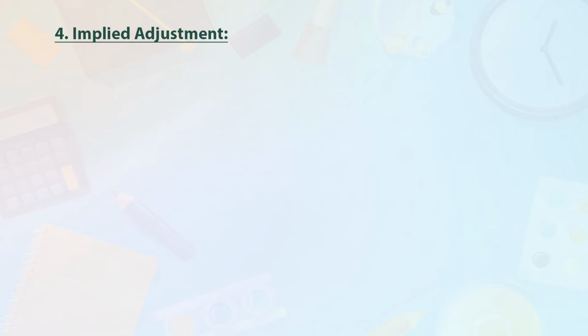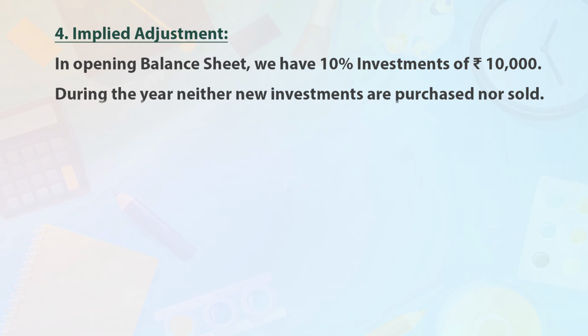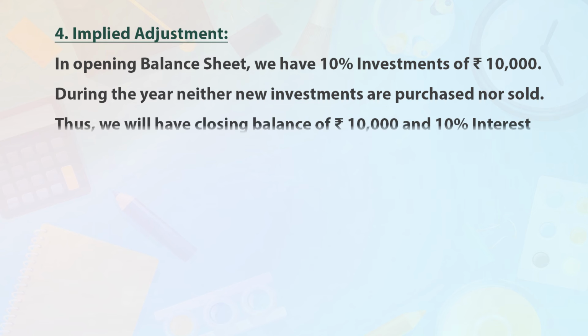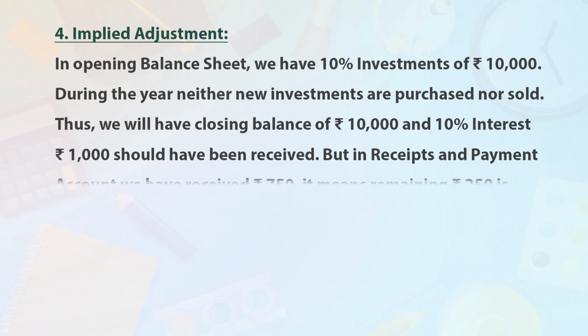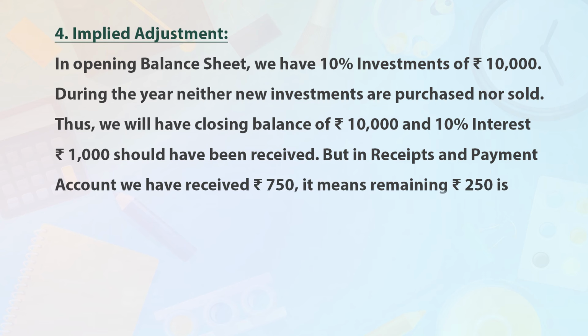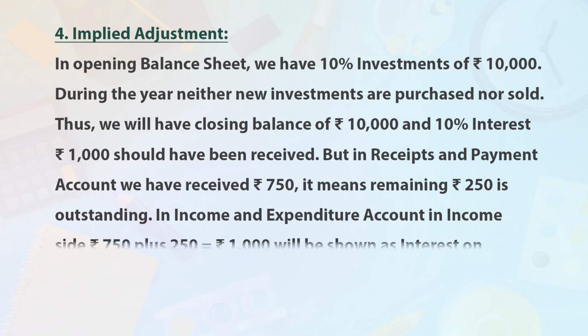Now we will say implied adjustments. The first point in that is, in opening balance sheet, we have 10% investment of rupees 10,000. During the year, neither new investment is purchased nor sold. Thus, we will have closing balance of rupees 10,000 and 10% interest, rupees 1,000, should be received. But in receipt and payment account, we have received rupees 750. It means remaining rupees 250 is outstanding.